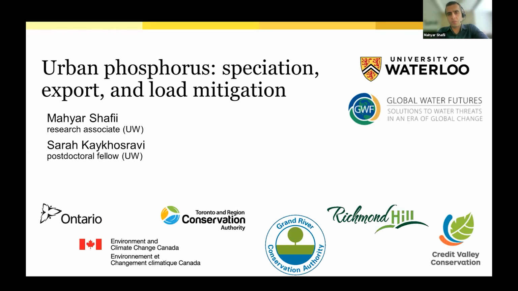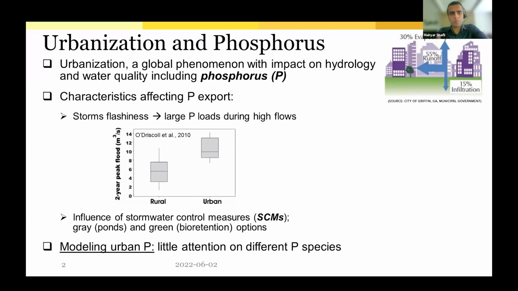Our work is on urban phosphorus, mainly on speciation, export, and assessment of nutrient control measures or load mitigation options in urban landscapes. Just to give you a bit of context, we know that urbanization and imperviousness have an impact on water quantity and quality, and our focus is on phosphorus, which is a major nutrient driving eutrophication-related issues in freshwater ecosystems. Among the characteristics of urban landscapes that affect phosphorus export are flashy storms and higher flow peaks in urban catchments compared with rural and natural areas, which result in a large fraction of annual loads being exported within a small number of large events.